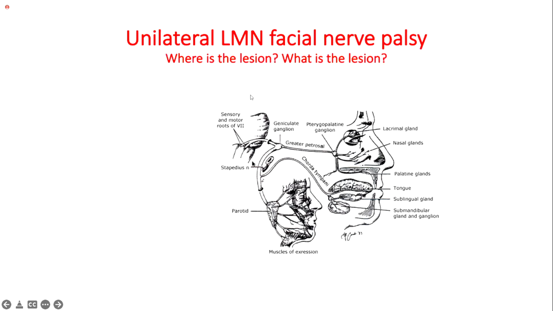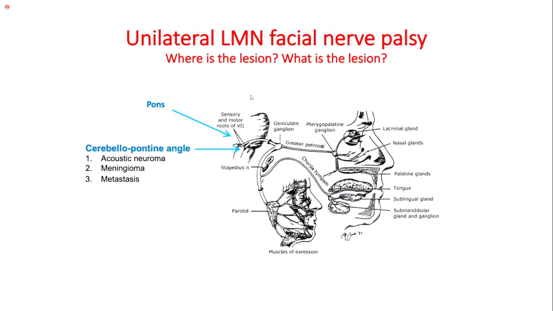So for each of these areas, there are different causes. In the pons, it can be a stroke or a demyelinating lesion. In the cerebellopontine angle, if the lesion is there, you get cerebellar signs also. So you get seventh nerve plus cerebellar signs. You know the causes are acoustic neuroma, meningioma, metastasis. If the lesion is in the geniculate ganglion, you know that the geniculate ganglion harbors the herpes zoster virus. The virus will come along the nerve to the auricle, and therefore in the ear you will see vesicles, which is also known as Ramsay-Hunt syndrome.